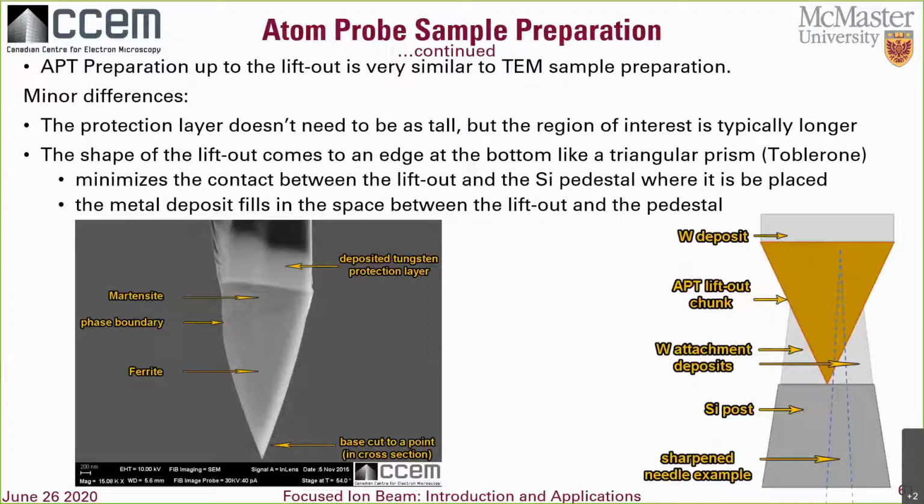However, the region of interest is typically a little longer in order to make many needles from one extraction. The shape of the lift-out comes to a point at the bottom, and this is done to minimize the contact area between the lift-out and the pedestal that it will be placed on. So the metal deposit completely fills in the space such that any vertical lines go through the metal deposit.